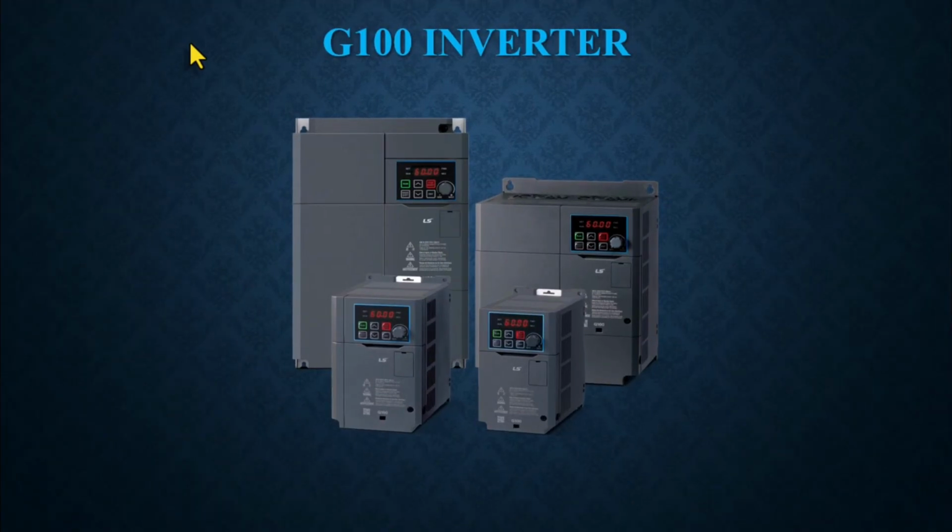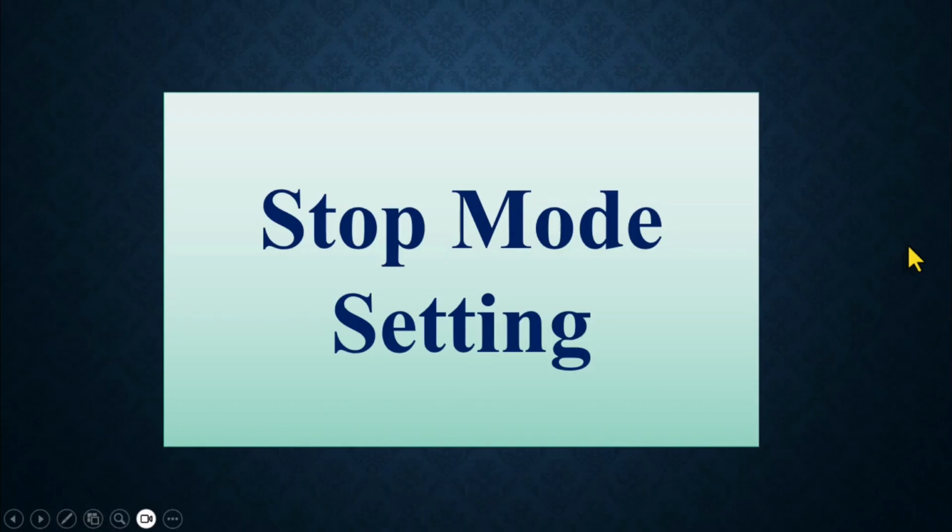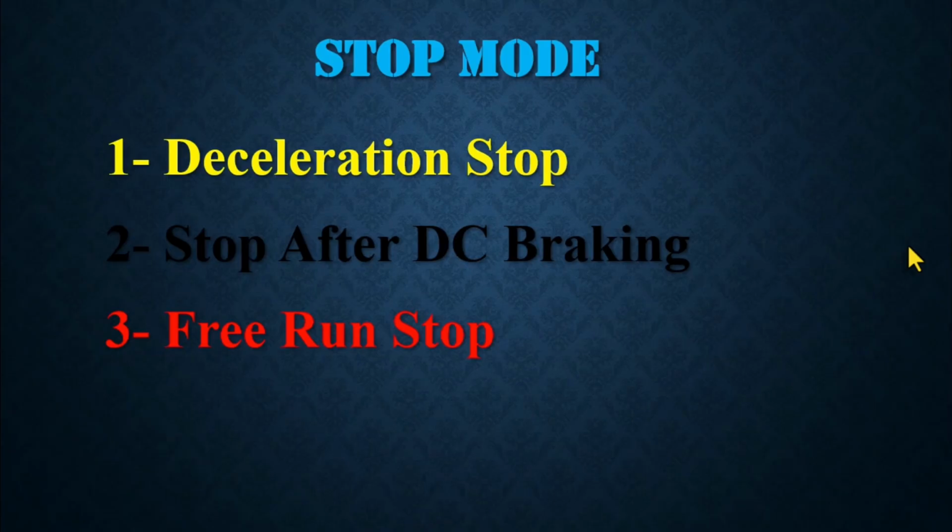Hello friends, continuing with the instructional videos on the LS G100 series inverter, today we want to talk about the different types of stop modes in the G100 series inverter. In the G100 series inverter, we have three types of stop modes. One is deceleration stop, two is stop after DC braking, and three is free run stop. But what exactly are each of these and what are their features?